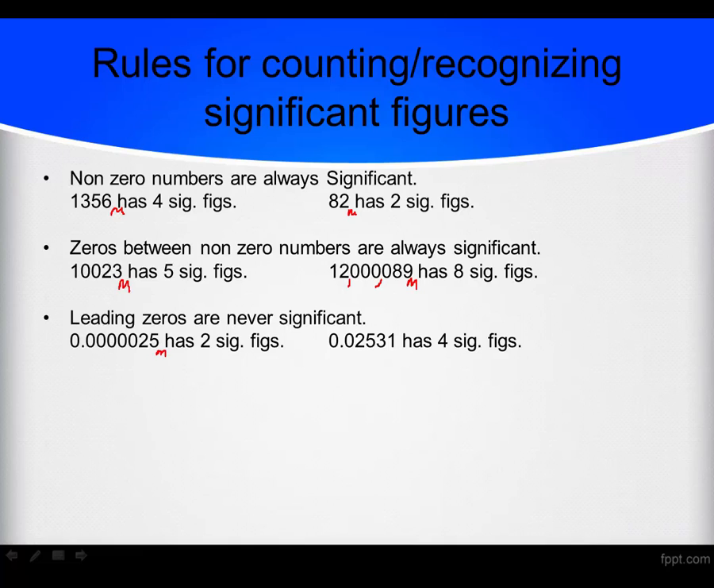None of these zeros are what we call significant. Are they important in telling us the value of this measurement? Oh, heck yeah. They're important, but they're not significant. Significance is a formal definition for statistics here. And then finally, 0.02531 meters. That's only got 4 sig figs because you don't get any sig figs until you hit the 2. The 2, the 5, the 3, and the 1 are significant.